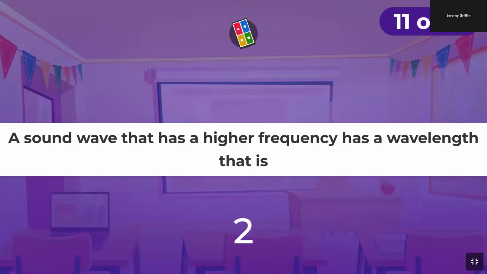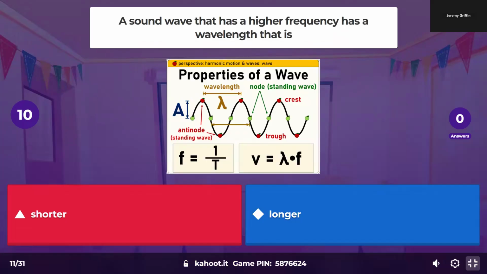A sound wave has a higher frequency, has a wavelength that is this one right here.